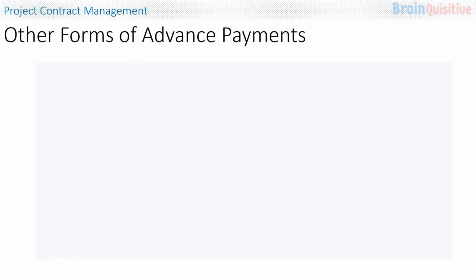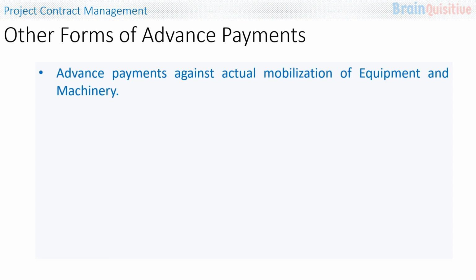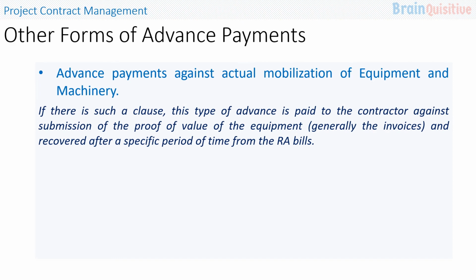There are other forms of advance payments also. It can be against the actual mobilization of equipment and machinery. If there is such a clause in the contract, this type of advance is paid to the contractor against submission of the proof of value of the equipment, generally the invoices, and recovered after a specific period of time from the RA bills.